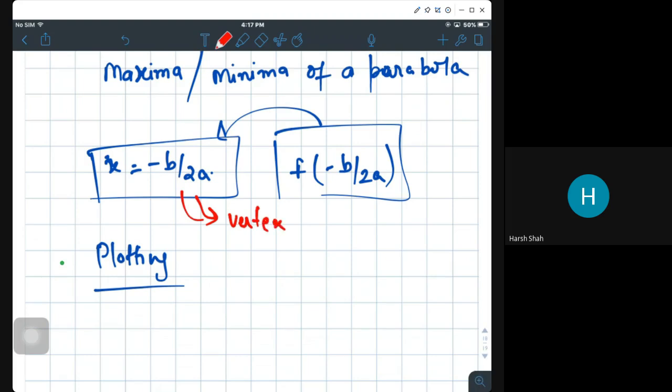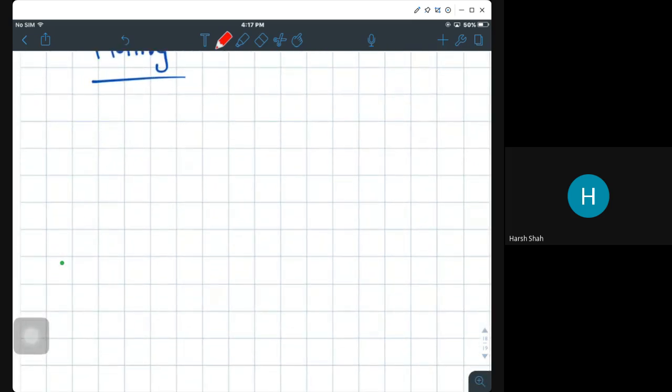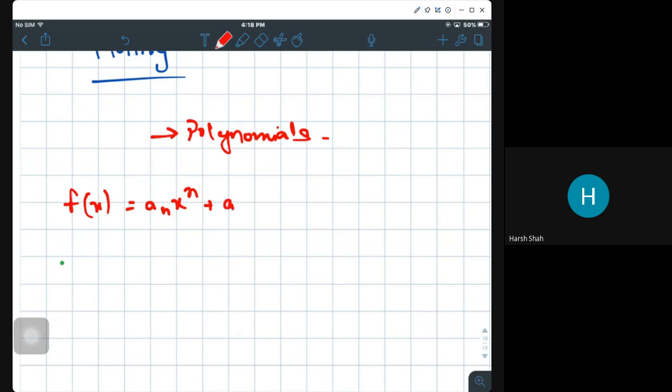Then we have polynomials. Polynomials are simply functions like quadratic but with higher powers. So any function of type like a_n x to the power n plus a_(n-1) x to the power n minus 1 dot dot dot plus a_1 x plus a constant a_0. Okay, this is what a polynomial looks like.